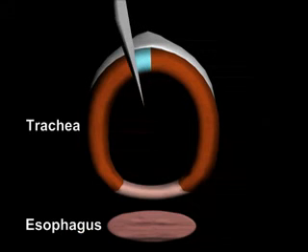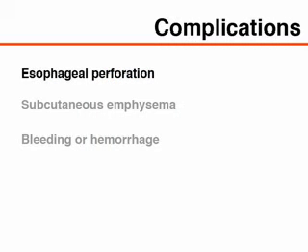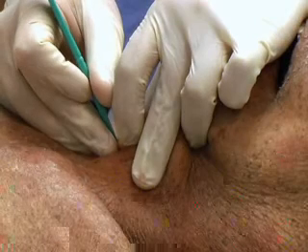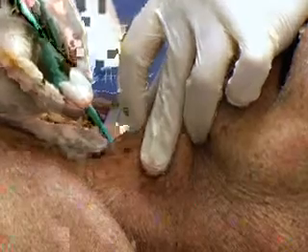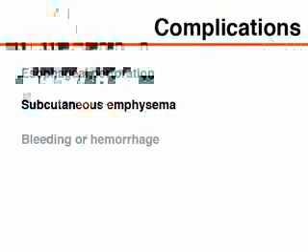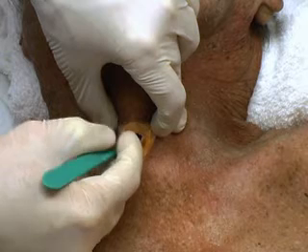There are three major complications of cricothyroidotomy. First, esophageal perforation occurs when the blade penetrates too deeply. To prevent this, allow the blade to enter the trachea only as far as needed. Second, subcutaneous emphysema may occur if the horizontal incision is too wide, allowing air to become trapped in the subcutaneous tissue.